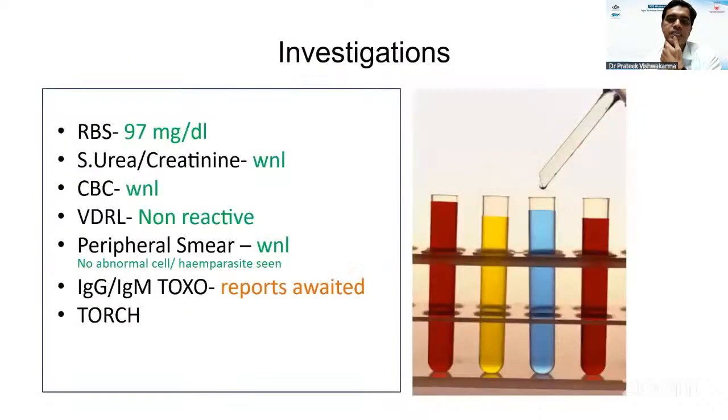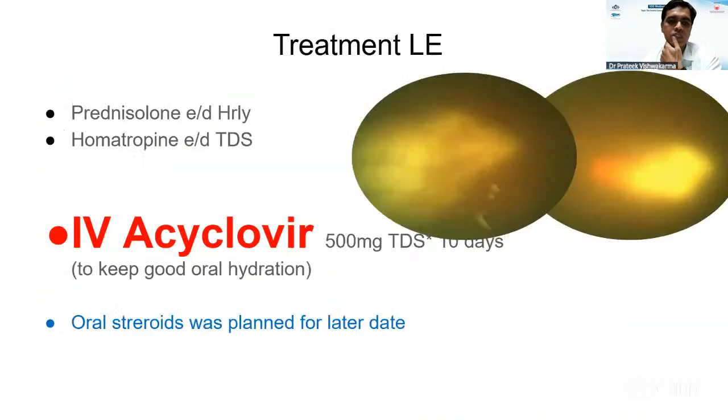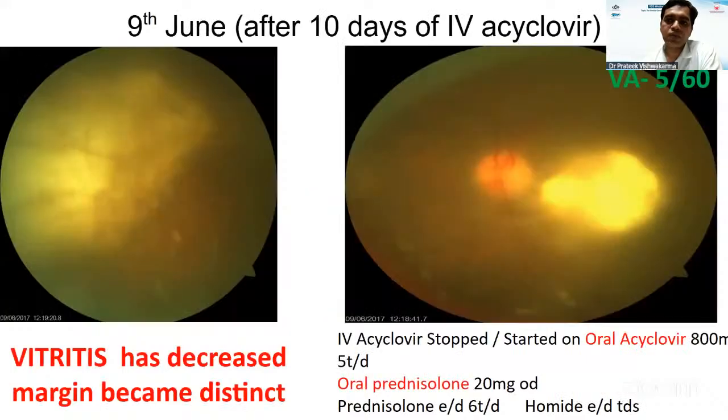We sent the basic investigations, which came out normal, and we sent the patient for serology for toxo and TORCH examination. Meanwhile, we started this patient on antiviral therapy. IV acyclovir was started for 10 days on a TDS dose, and oral steroid was planned for a later date, as the patient was already on an immunosuppressive agent.